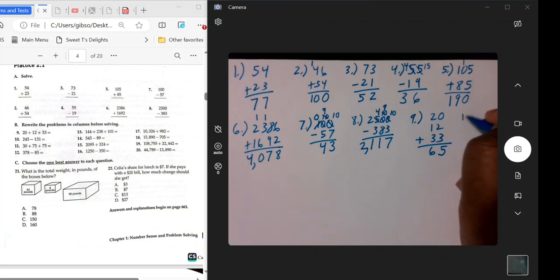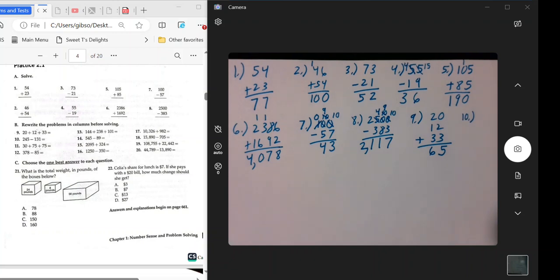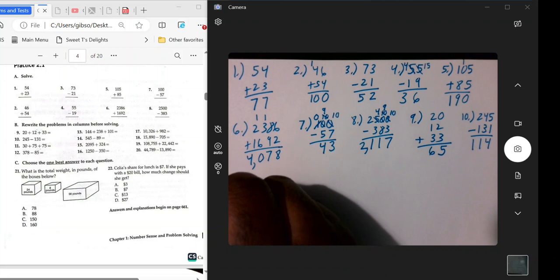Now we go to problem number 10. Now problem number 10 is a subtraction problem. So we would take 245, and since both of these are 3-digit numbers, it should be easy to align them up since they have the same amount of digits. So now we can subtract. 5 minus 1 is 4. 4 minus 3 is 1. And 2 minus 1 is 1. 114.